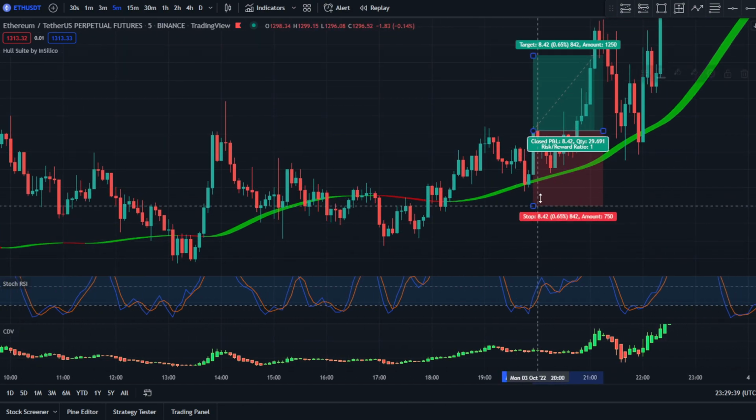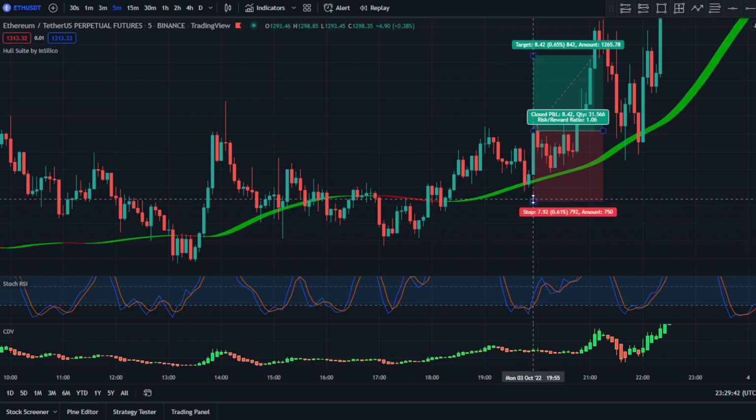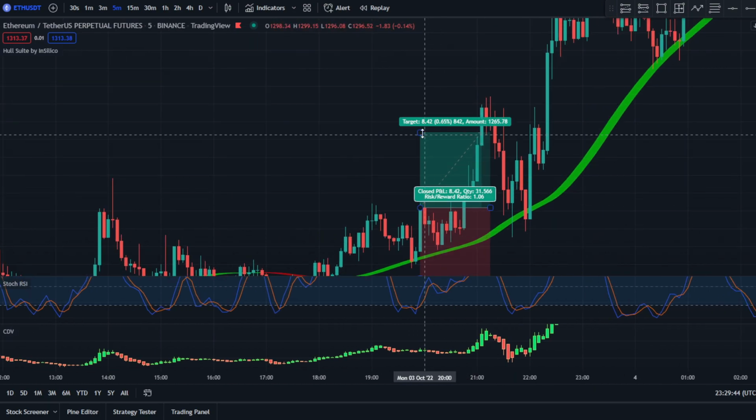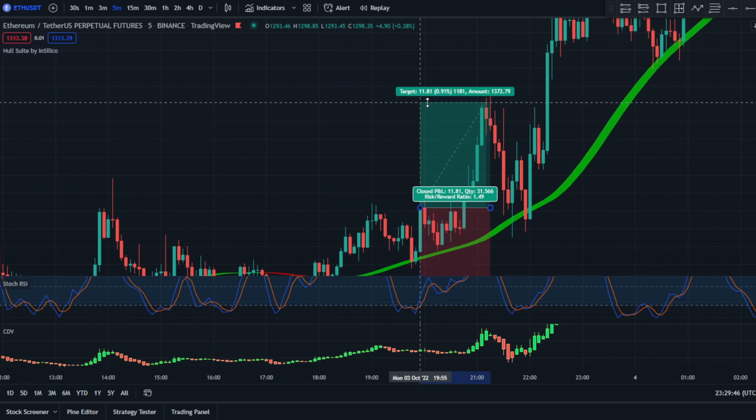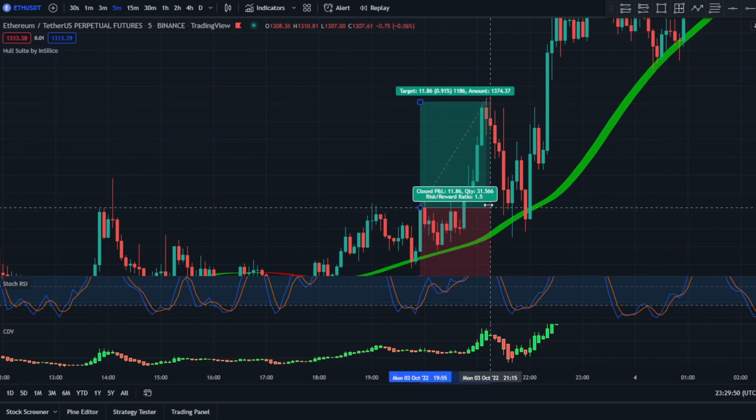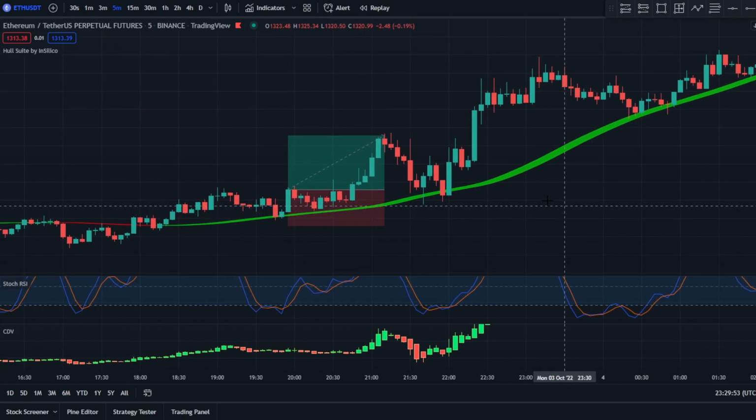Our stop loss is going to be placed right below the swing low. Right here is our recent swing low, and you can aim for 1.5:1. And there we have a winning trade. So there's one trade down. Next up, let me find another trade.